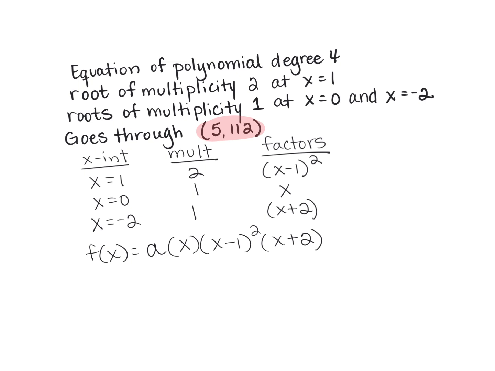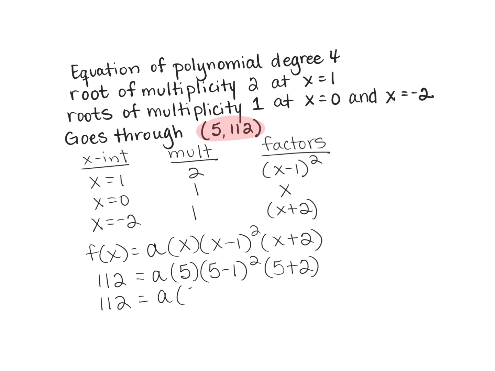So I will be substituting the highlighted ordered pair point in. My y value is 112. A is what I'm trying to find, and everywhere I see an x, I'm going to substitute in a 5. Don't forget your exponents, because if you do, that's going to cause problems later in the problem. So I have 112. I have a times 5. Then I have 5 minus 1 is 4, and 4 squared is 16. And then I have 5 plus 2 is 7.